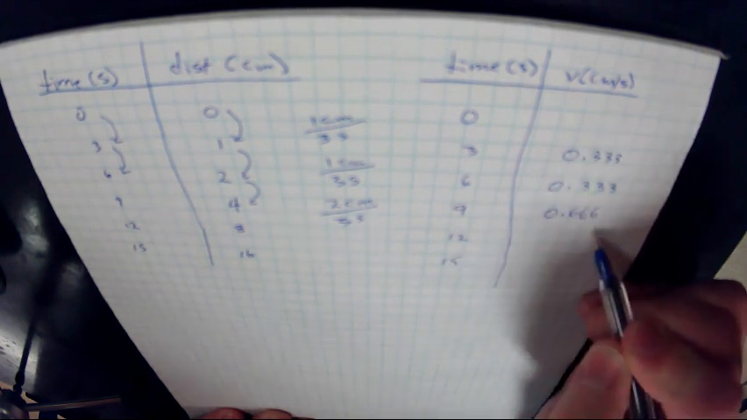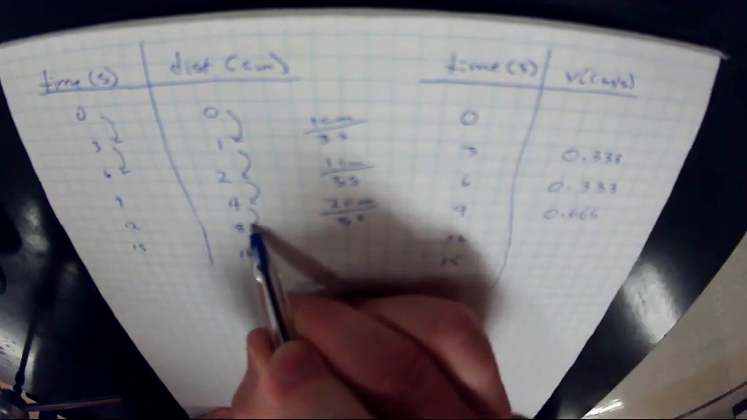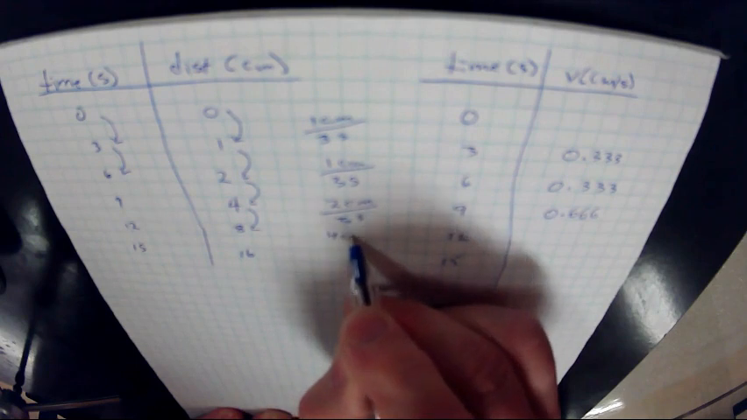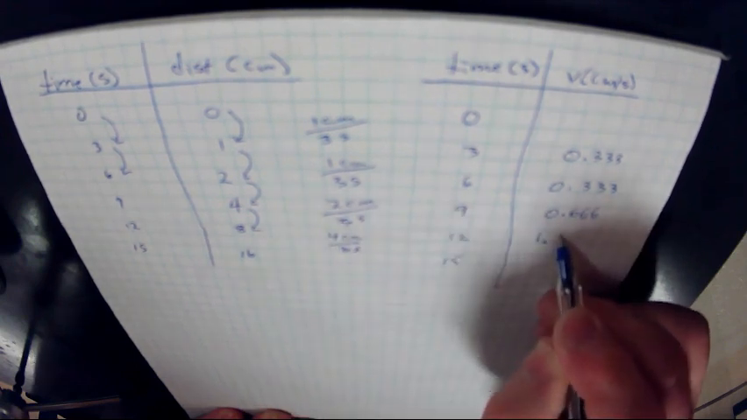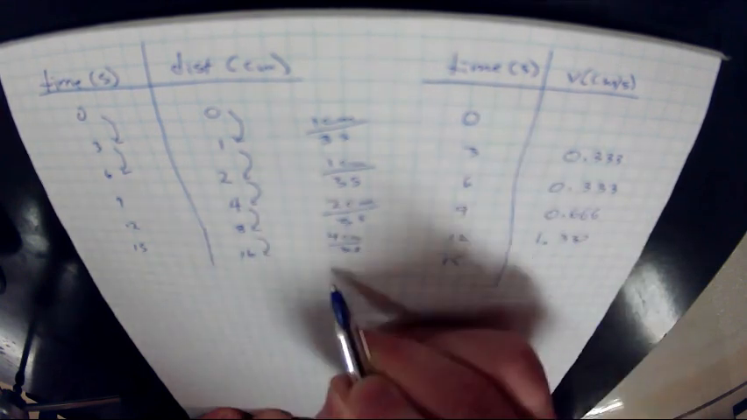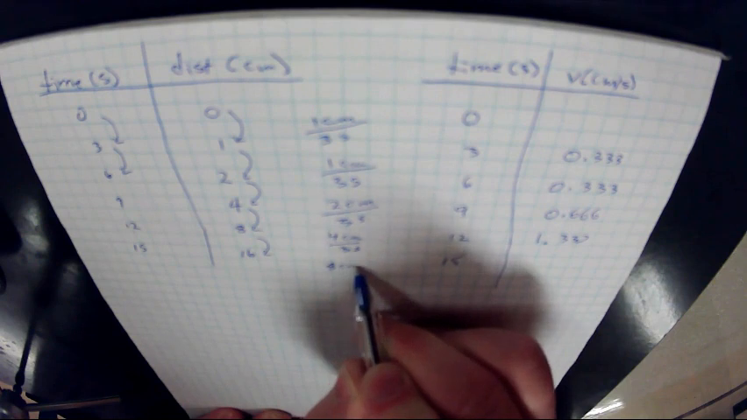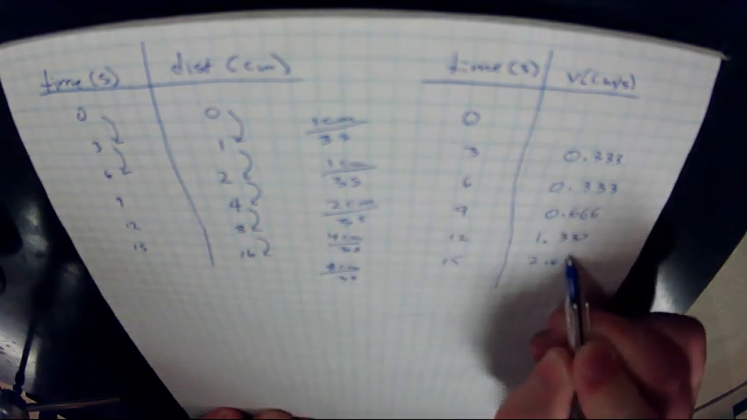So now you're going to see a different speed at that time interval, and that's that curve. It's not a straight line. It's not the same always. Now it's going up by 4 centimeters in a 3-second span. So that's going to be 1.333. This one went up by 8 centimeters in 3 seconds, and that's going to be 2.6.